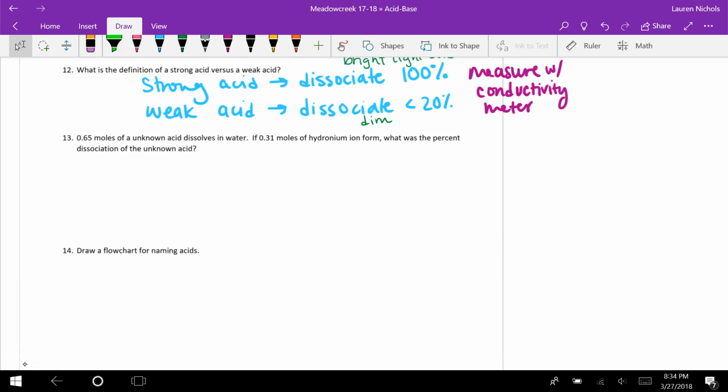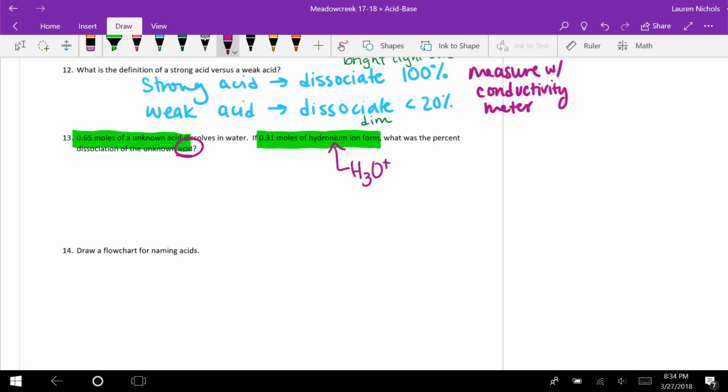Now, number 13 says we have 0.65 moles of an unknown acid that dissolves in water, and if 0.31 moles of hydronium ion forms, what was the percent dissociation of the unknown acid? One thing to keep in mind is that hydronium is H3O+. So anything that's going to produce H3O+ when it's put into water has got to be an acid. That's a very acidic kind of compound.